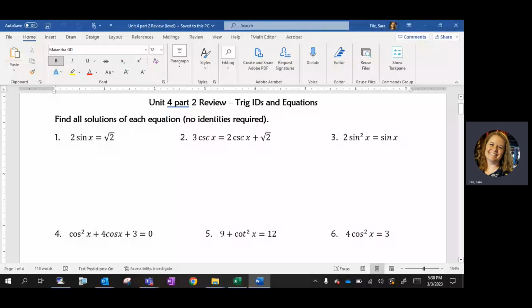For part 2, review over trig identities and solving equations.